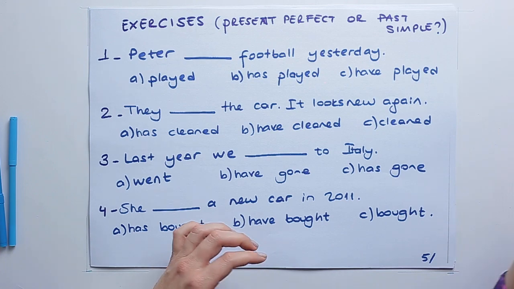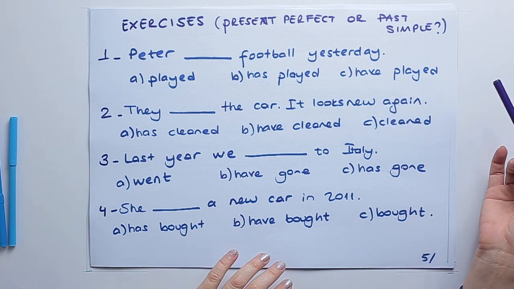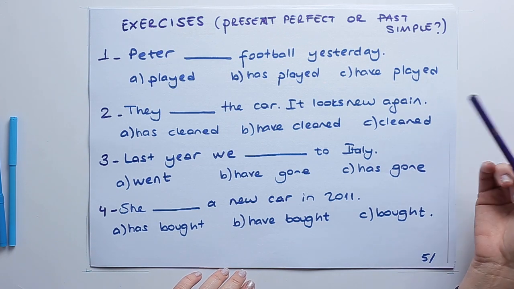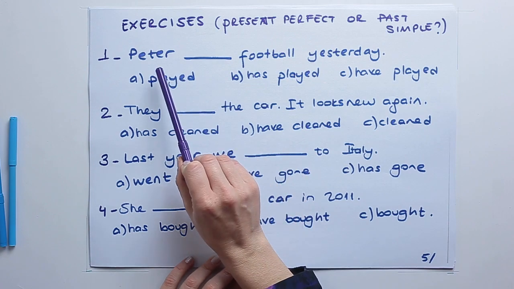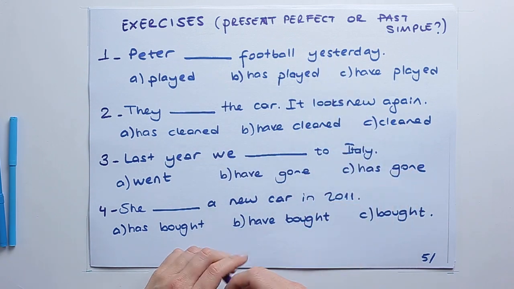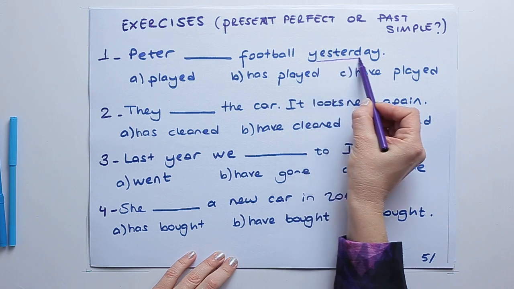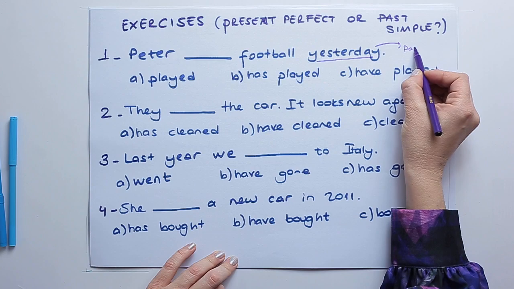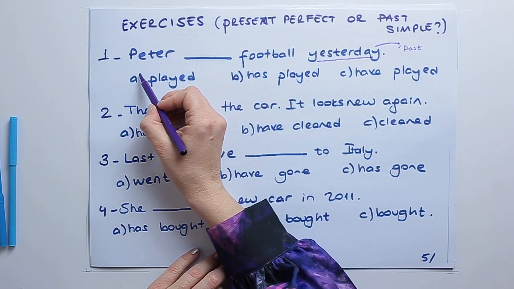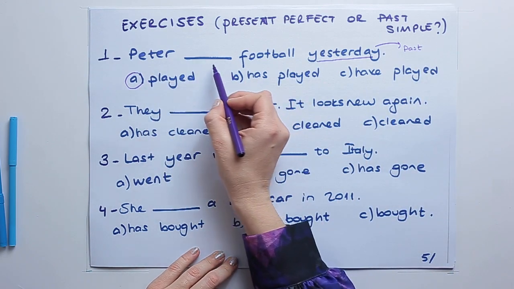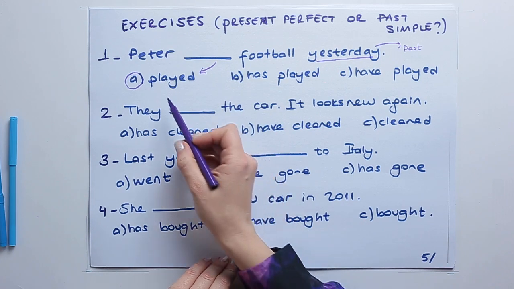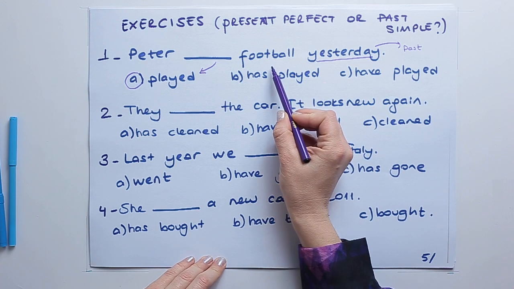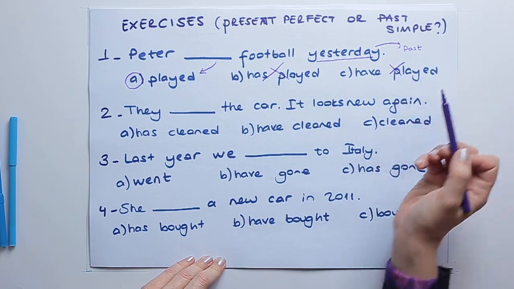Now we've got some present perfect or past simple tense activities here. We're going to learn how to use them in the test questions. For example, Peter football yesterday. As you can see, we've got a time expression here which takes us to the past, which means we need to use past tense, which takes the form with ed. Peter played football yesterday. That's why we don't use has played or have played.